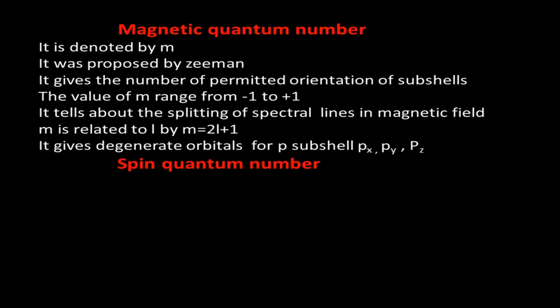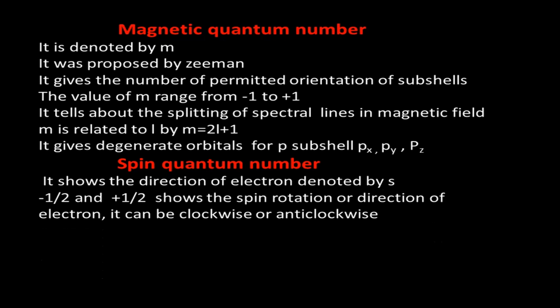Spin quantum number. It shows the direction of the electron and is denoted by s. -1/2 and +1/2 show the spin rotation or direction of the electron. It can be clockwise or anti-clockwise. This diagram below shows the direction of the electron. The arrow facing up is the +1/2 and the one facing down is the -1/2. So the electrons are in opposite directions, each with a spin of 1/2.